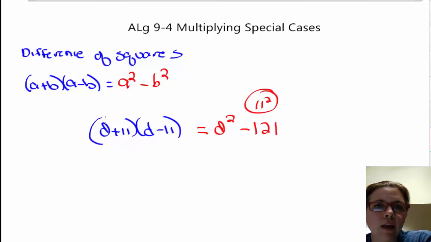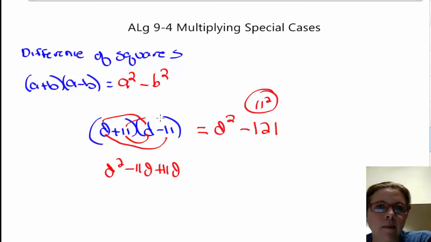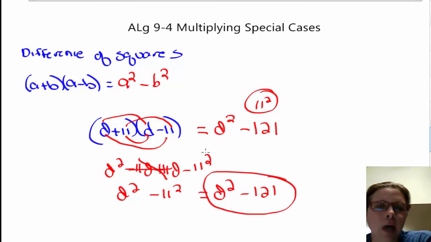Now if you were to FOIL this, you would get d squared minus 11d plus 11d minus 11 squared. So the net minus d plus d is going to cancel. That's where we get d squared minus 121. So if you can remember, if it's d plus 11, d minus 11, or anything that's just a plus and a minus, then those middle two terms are going to cancel.